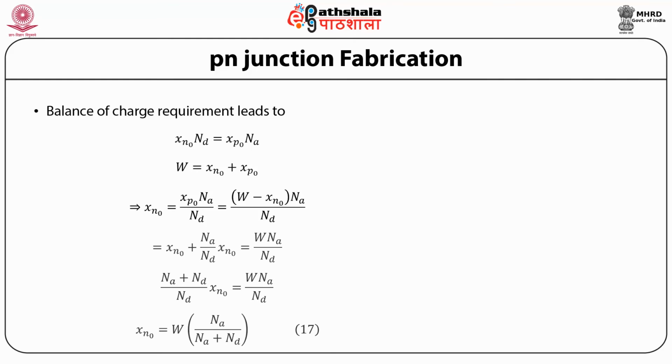Or we can express that xn naught equal to W multiplied by Na plus Nd. Now equation 16 becomes V naught equal to half q by epsilon Nd multiplied by W Na by Na plus Nd multiplied by W. So V naught becomes equal to half q by epsilon Na Nd by Na plus Nd multiplied by W square. So we can derive the expression for W, which is given by 2 epsilon V naught Na plus Nd by q multiplied by Na by Nd whole to the power half.